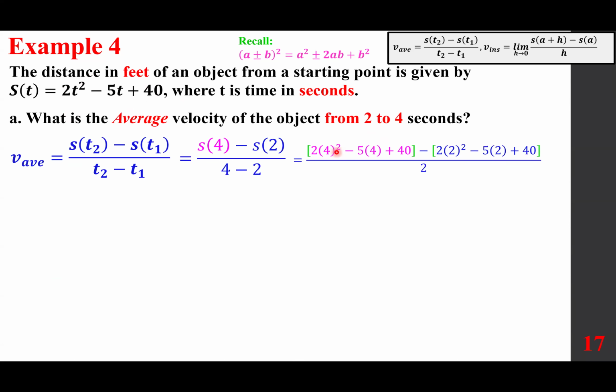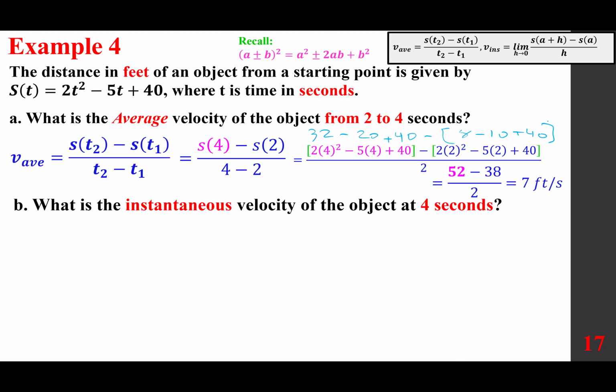And this is 16 times 2, 32 minus 20 plus 40. This is 4 times 2, 8 minus 10 plus 40. And we get 52 minus 38, which is 14 over 2, which is 7 feet per second. This part is basically elementary algebra.